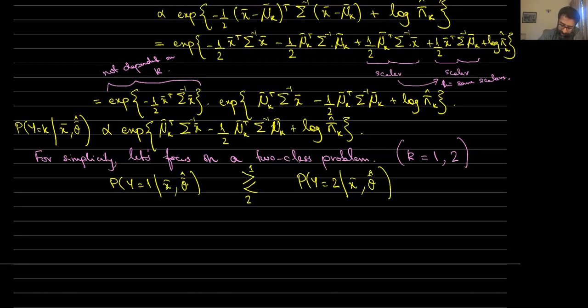Let me elaborate. Let me plug this thing here into this thing here. So probability y equals 1 given x and theta hat is greater than probability y equals 2 given x and theta hat if this thing for k equals 1 is greater than this thing for k equals 2. Is there a question? Yeah.